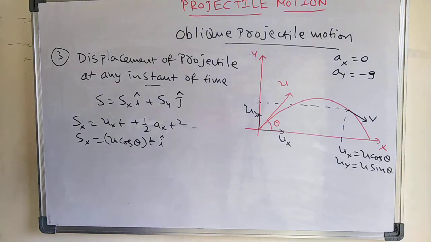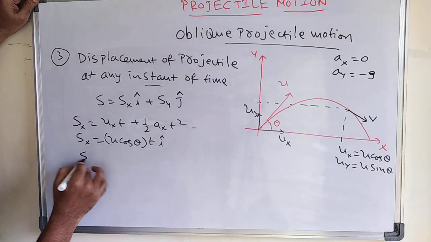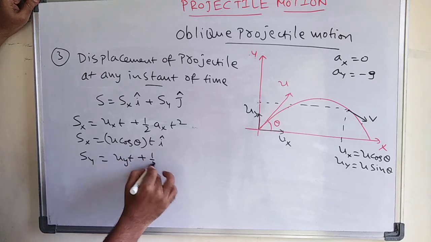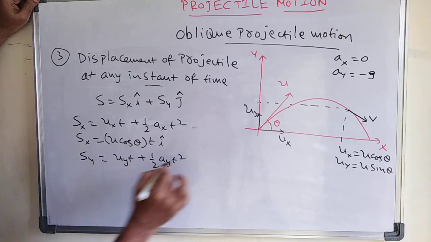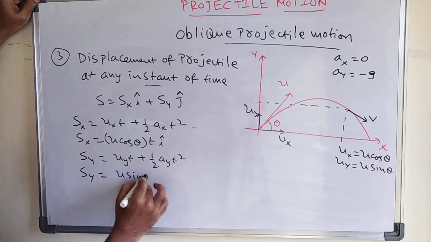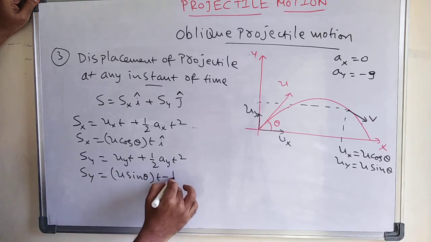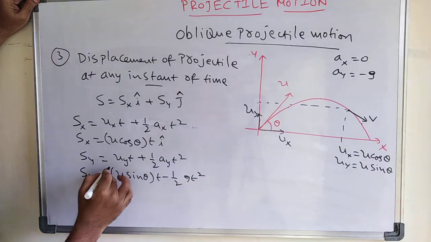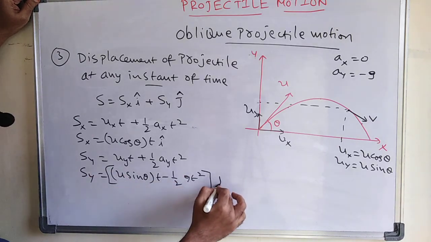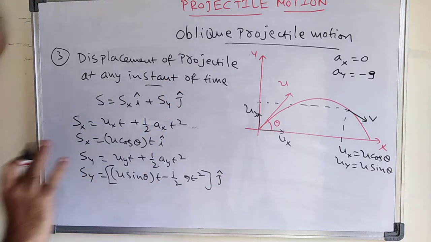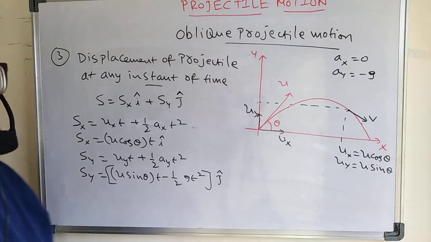Similarly, let us calculate the Sy value. Sy = uyt + half ayt square, which means Sy = u sin theta into t minus half gt square, along j cap. You can substitute and find the displacement of the particle at any instant of time.